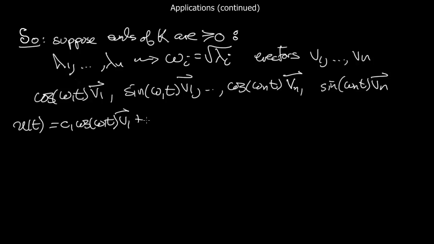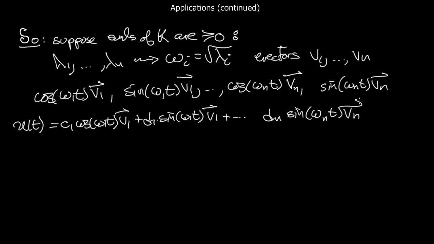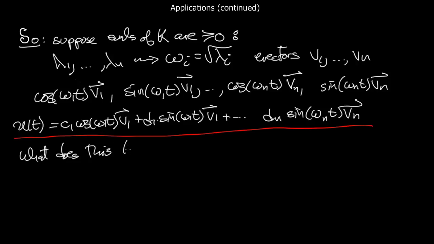And if that's the case, then the general solution can be written like this. It's a linear combination of these sine and cosine terms. And as usual, by clever choices of these constants and relabeling things, we can rewrite this just in terms of cosines. Well, what does this look like? I'd like to analyze this solution and see what it tells me.